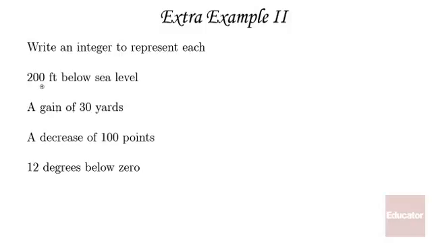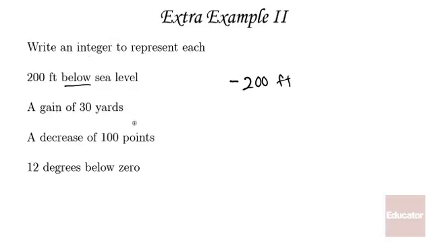Write an integer to represent each. So 200 feet below sea level. The key word here is below. If it's below, then I know it's going to go negative. If it goes above, then it's positive. So 200 feet below sea level is going to become negative 200 feet, or negative 200. I don't have to write the feet, because it's just an integer.